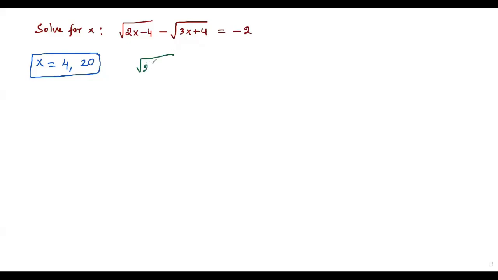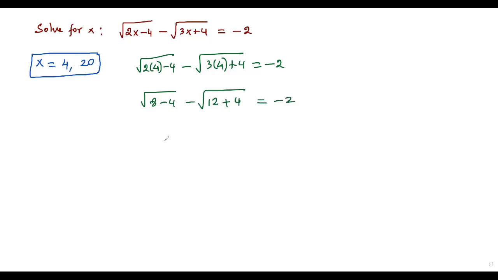Square root of 2 times 4 minus 4, minus square root of 3 times 4 plus 4 equals negative 2. Square root of 2 times 4 is 8, 8 minus 4, and here 3 times 4 is 12, plus 4 equals negative 2. So we get square root of 8 minus 4 is just 4, minus square root of 12 plus 4 is 16 equals negative 2. The value of square root of 4 is just 2. The value of square root of 16 is just 4, equals negative 2.